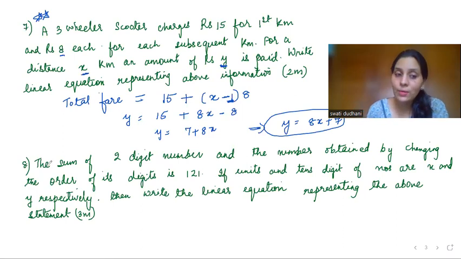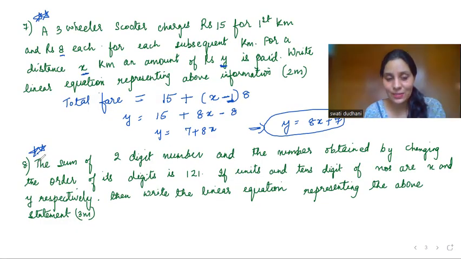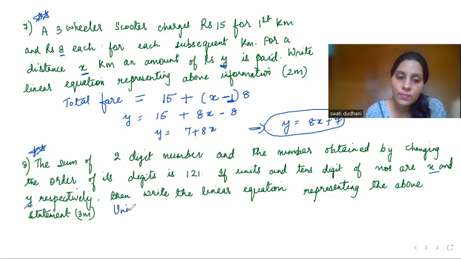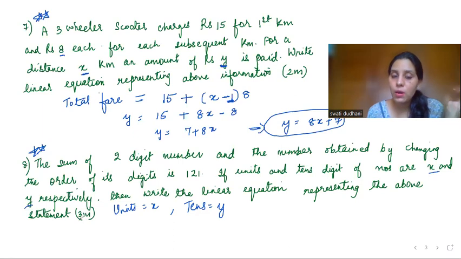Next question, again an important question. This sum of two-digit numbers is very important even in your 10th grade. The sum of a two-digit number and the number obtained by changing the order of its digits is 121. If the units and the tens digit are x and y, so it's given units is x and tens is y, then write the linear equation representing the above statement.